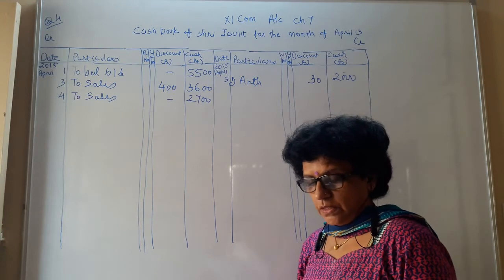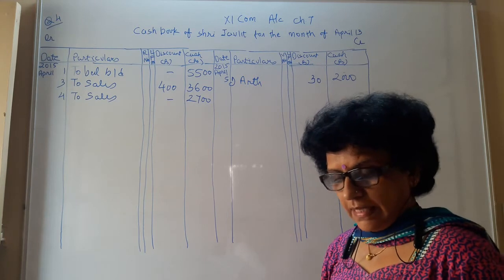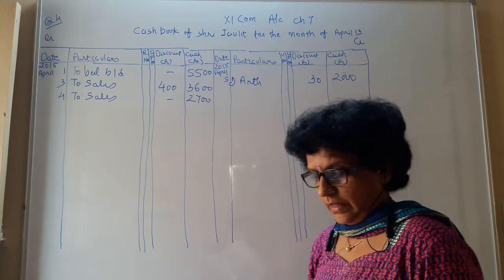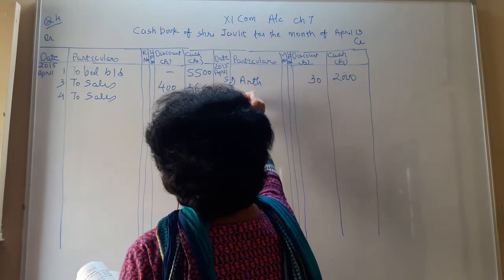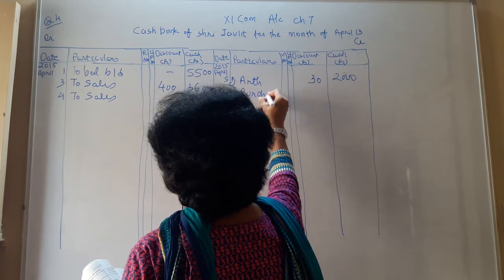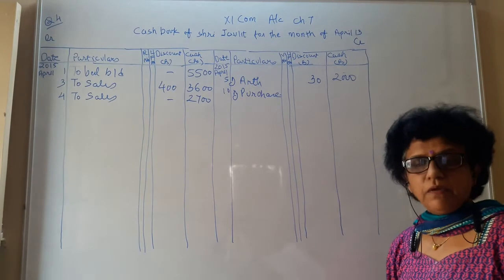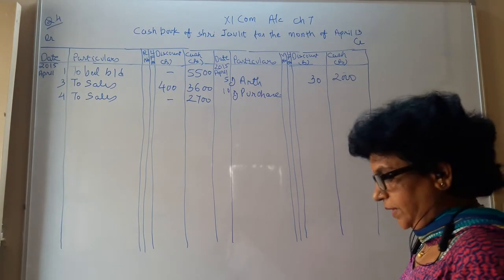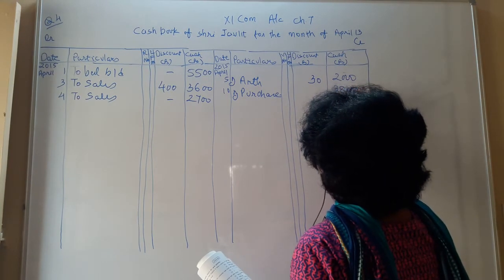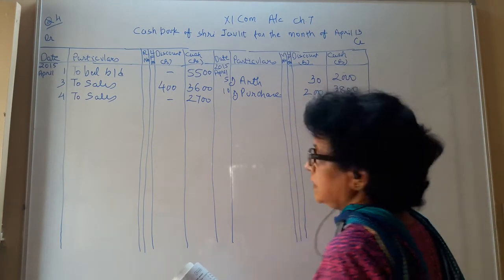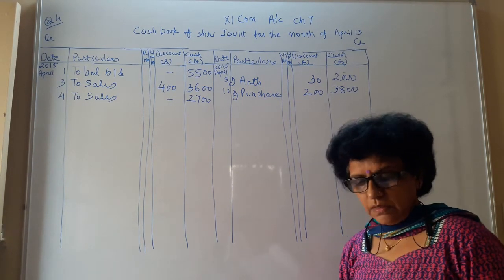On the 10th, goods of rupees 4,000 purchased at 5% cash discount. So here it is a cash discount again to be recorded. We have purchased the goods, so it will come on the payment side, By purchase. The amount is 4,000 minus 5%. 5% means 200, so 3800 will come in the cash column and 200 is to be recorded in the discount column. 5% of your 4,000 is equal to 200.